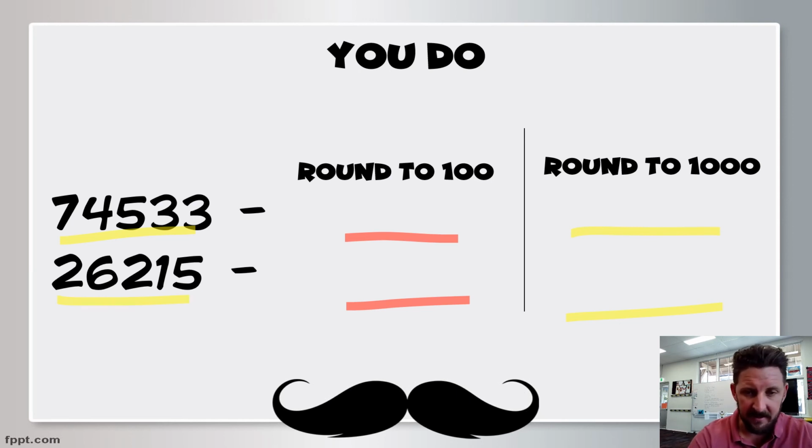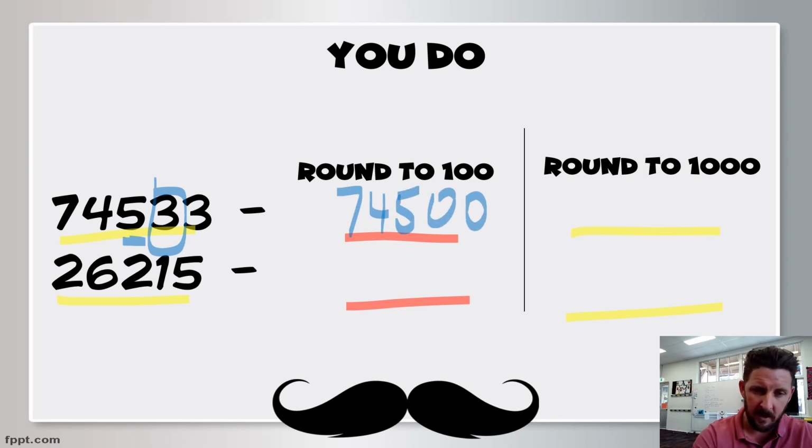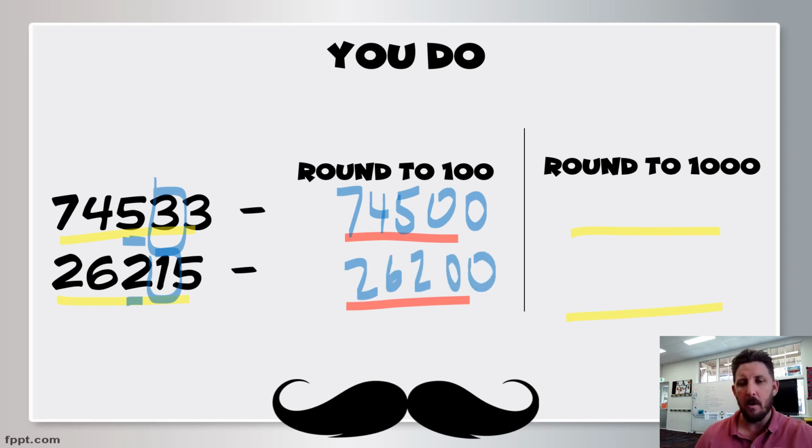Okay, you're back, so let's do hundreds now. First one's a 5. Box around the next one. It's a 3. It goes down. So it's 7, 4, 5, 2 zeros. Go to the next one. Hundreds house. Box the next one. It's a 1. It goes down. So 2, 6, 2, 2 zeros. We've done both of those.